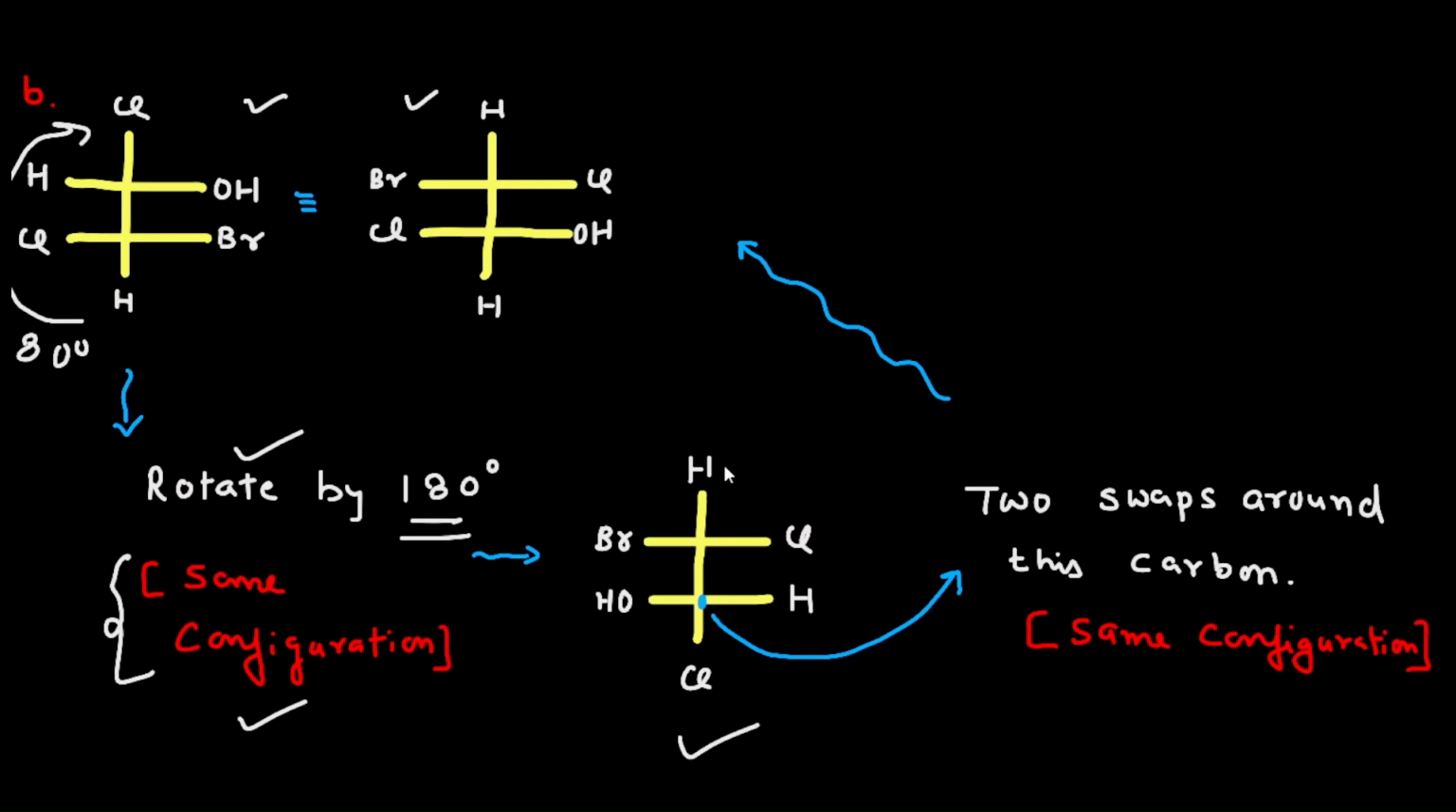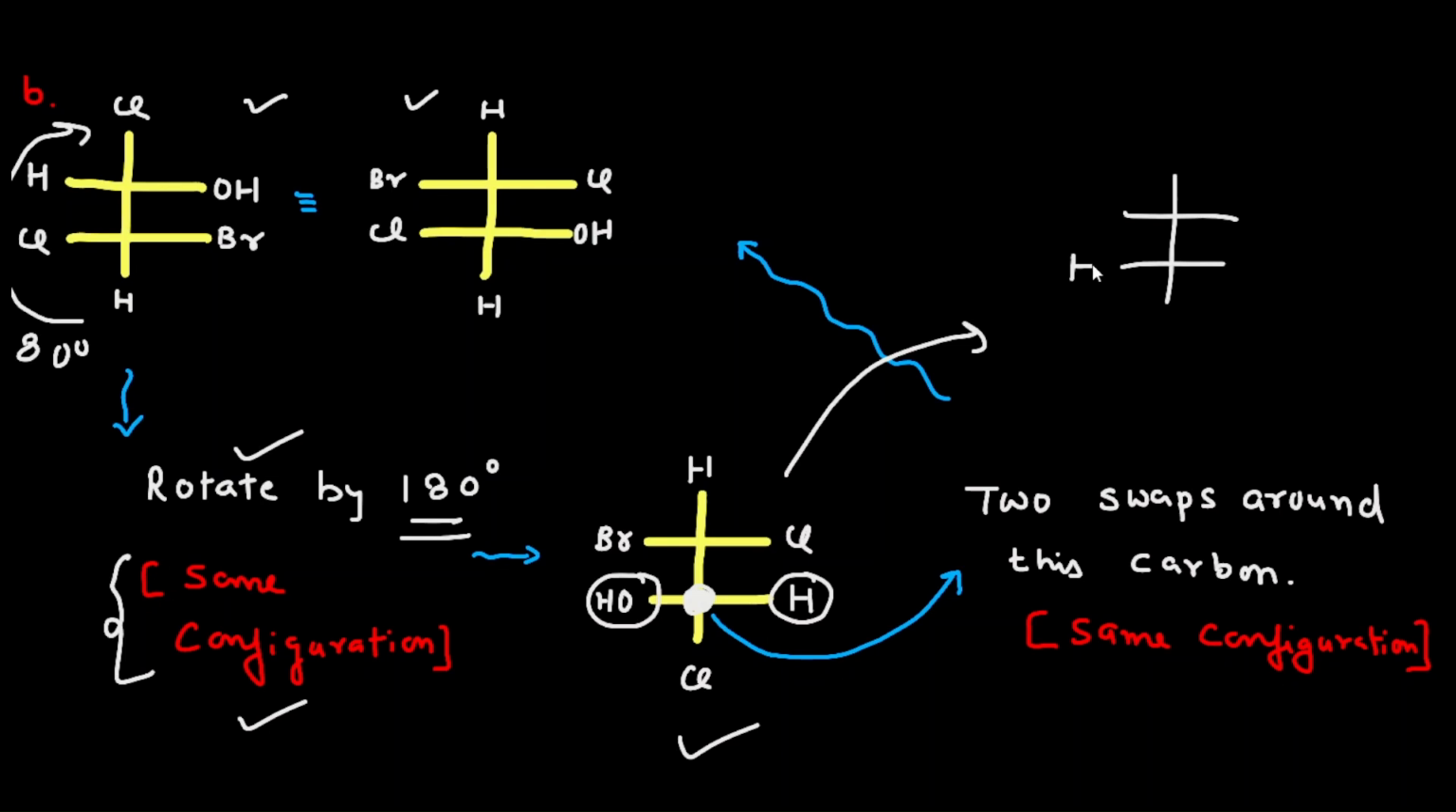After I obtained this configuration, the next thing I did is I took this particular chiral carbon, and with this chiral carbon I have done swapping 2 times. What I have done? First I have swapped OH and H. Once you swap these two groups, you will obtain this type of configuration.